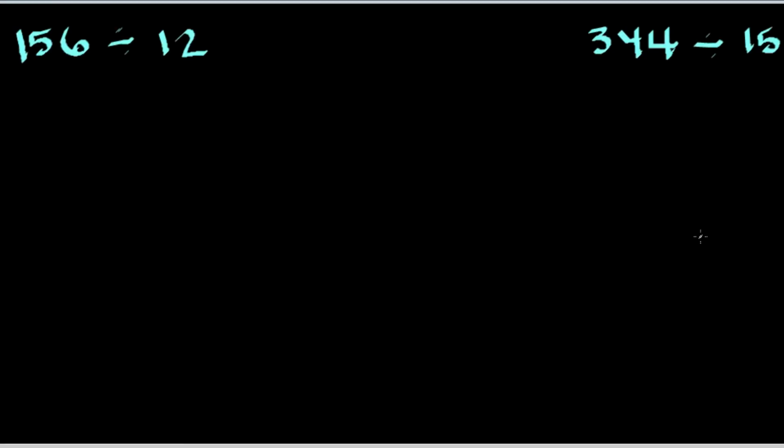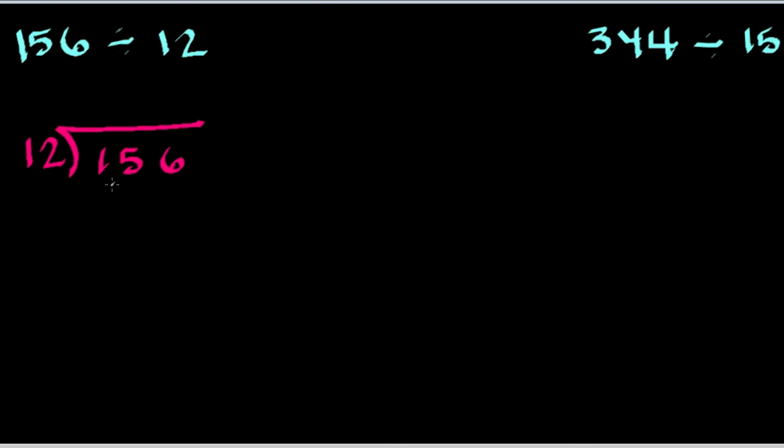Now we are going to apply the algorithm and the phrase through these examples here on the screen. Let's begin with 156 divided by 12. We are going to rewrite these exercises. The 12 is going to be our divisor. We write it outside. 156 is our dividend, and we will write it inside. Now we get ready to solve our division problem.